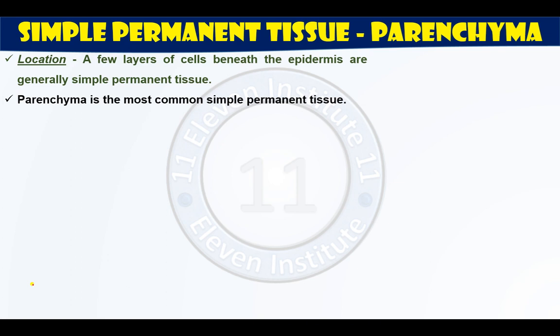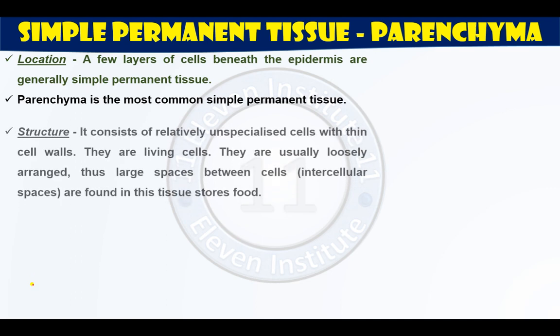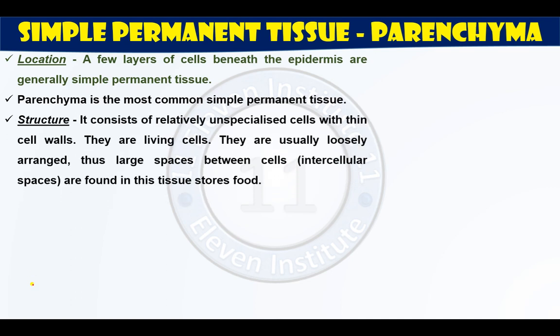Parenchyma is the most common simple permanent tissue, meaning it is very common and can be found in any part of the plant. It is quite common, right? Wherever you can see there is some space and you don't have any other tissue, you can easily have this structure. It consists of relatively unspecialized cells. Yes, relatively unspecialized cells with thin cell walls. With thin cell walls. So the first property that we would like to mark is unspecialized cells.